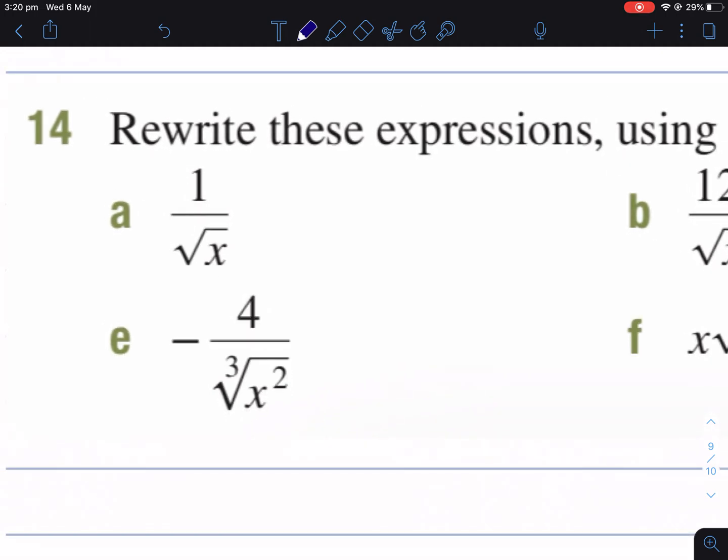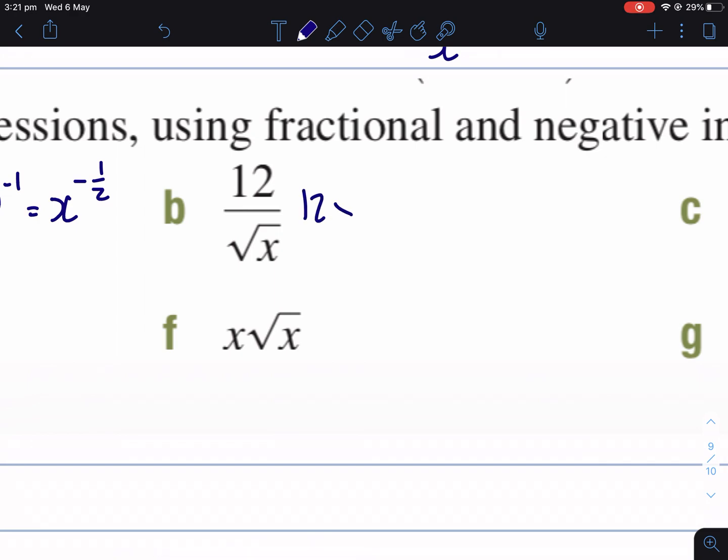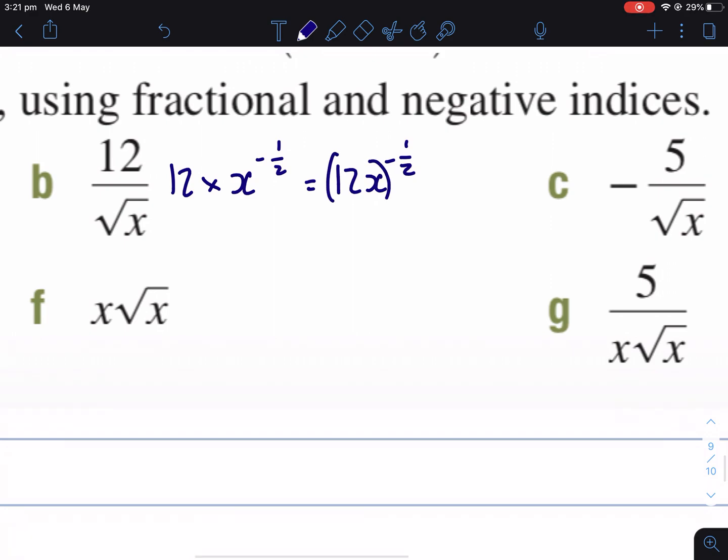So this is the same as root x to the negative 1, isn't it? Which means it's x to the half to the negative 1. So it's x to the negative a half. Now this is just 12 times x to the negative a half. So it's 12x to the negative a half. That negative half only belongs to the x, not to the 12. If it had belonged to the 12 as well, there would have been brackets.